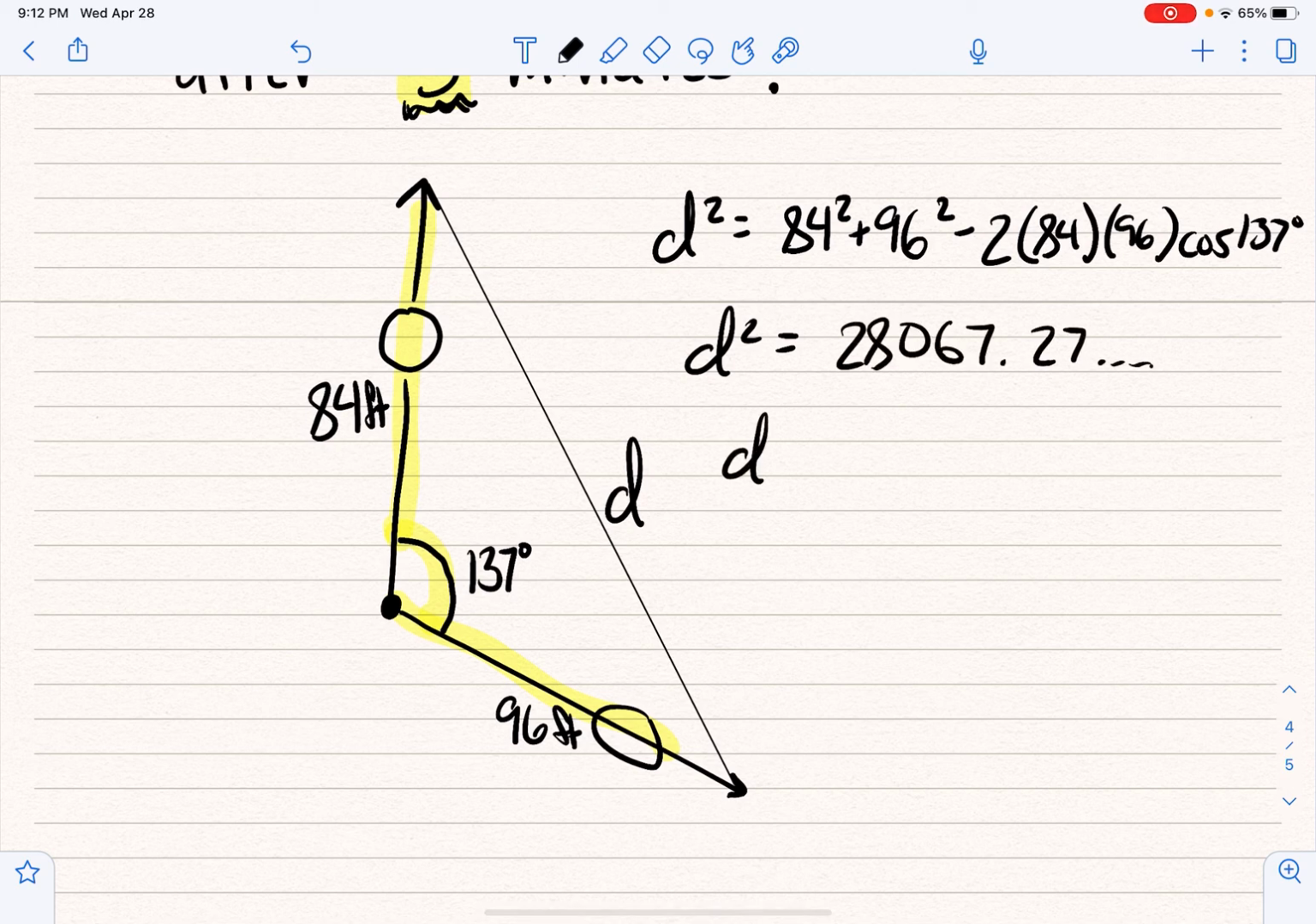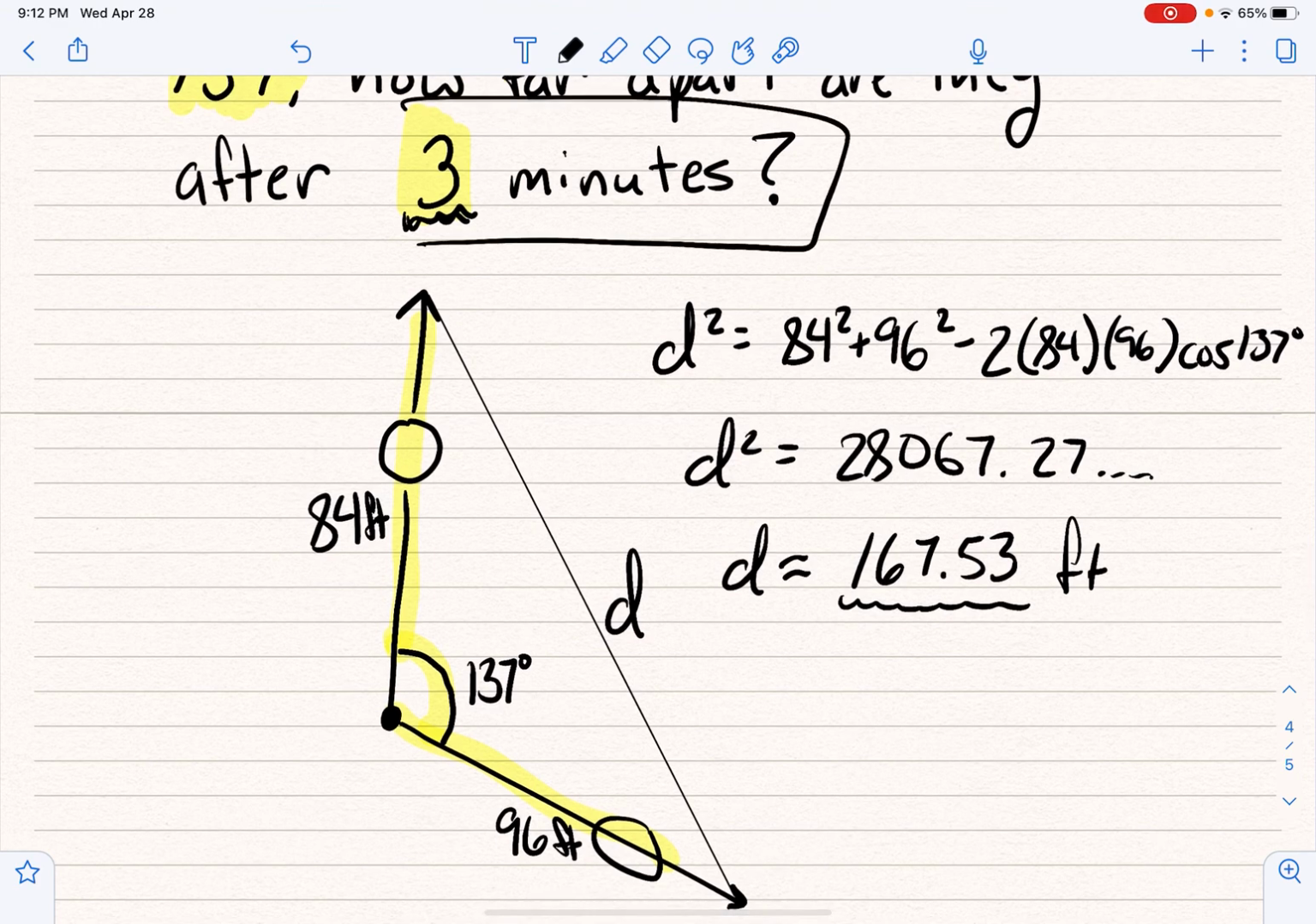I get that it's about 28,067.27. So therefore the distance is about, and I'm going to take the square root of that, 167.53. And what does that mean? That means that the two turtles are 167.53 feet apart from each other after about 3 minutes.